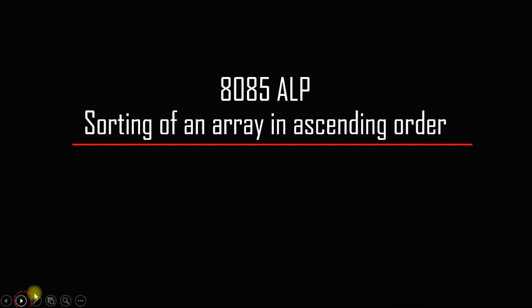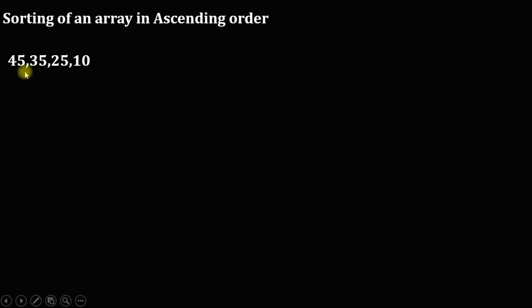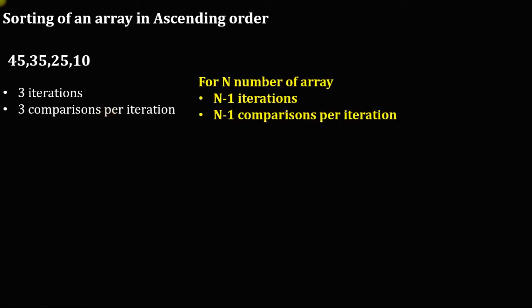Let's see the problem here. See 45, 35, 25, 10. Let's consider four values available in this given array. What we have to do is sort the given array in ascending order. In order to do this, we need to do 3 iterations and 3 comparisons per iteration. In general, for an array of n numbers, we need to complete n minus 1 iterations and n minus 1 comparisons per iteration.